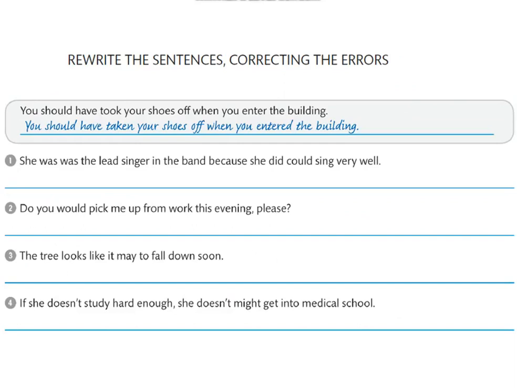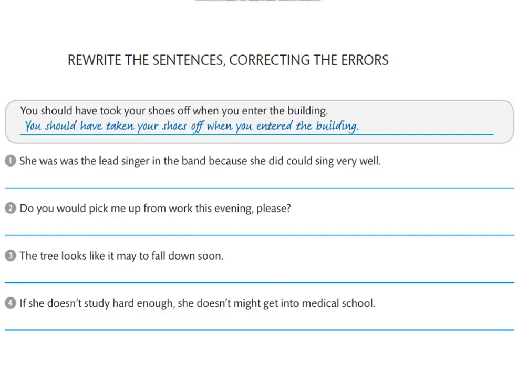Let's rewrite the sentences here, correcting the errors. You should have taken your shoes off when you entered the building. Number 1. She was the lead singer in the band because she could sing very well.